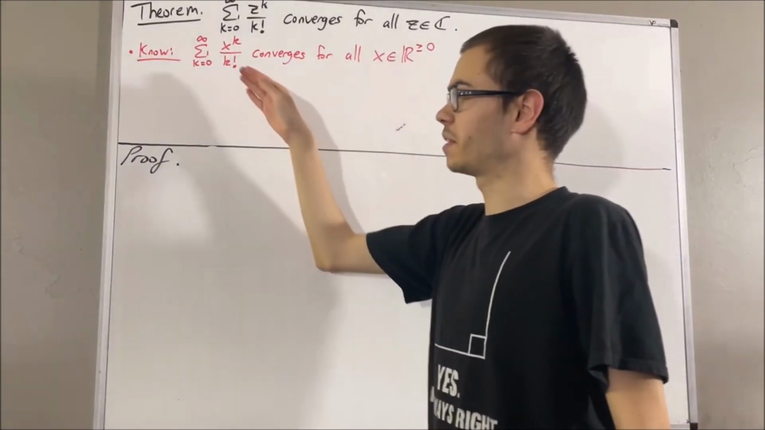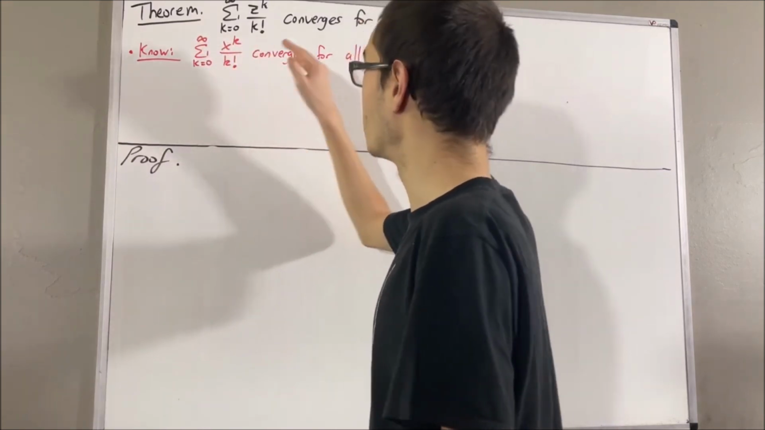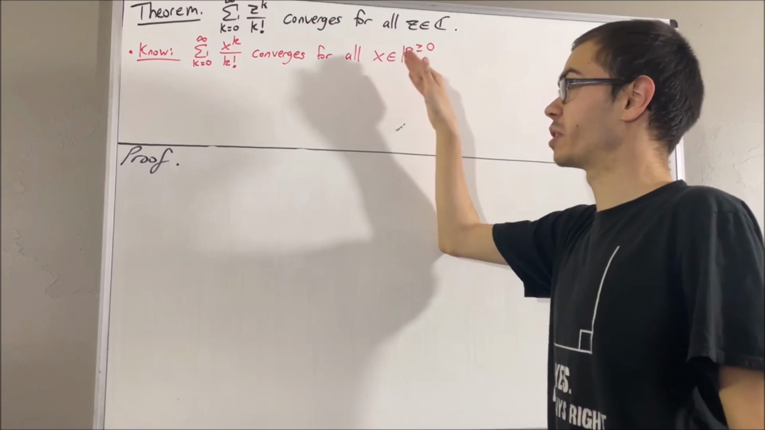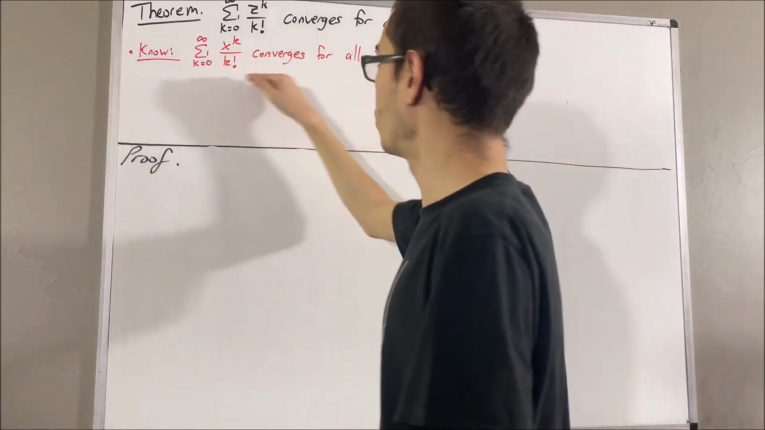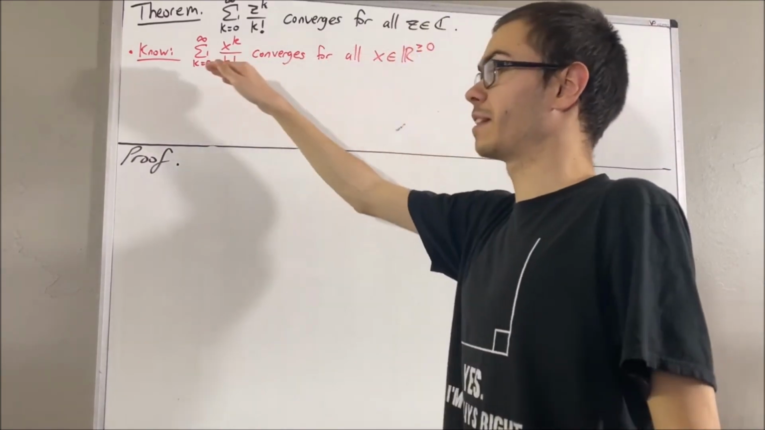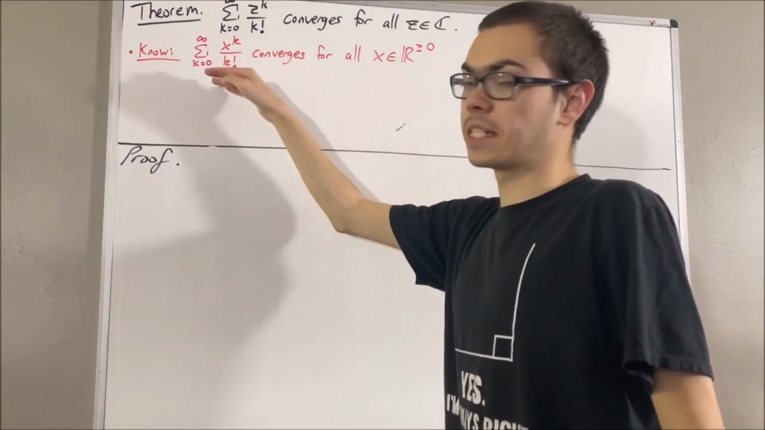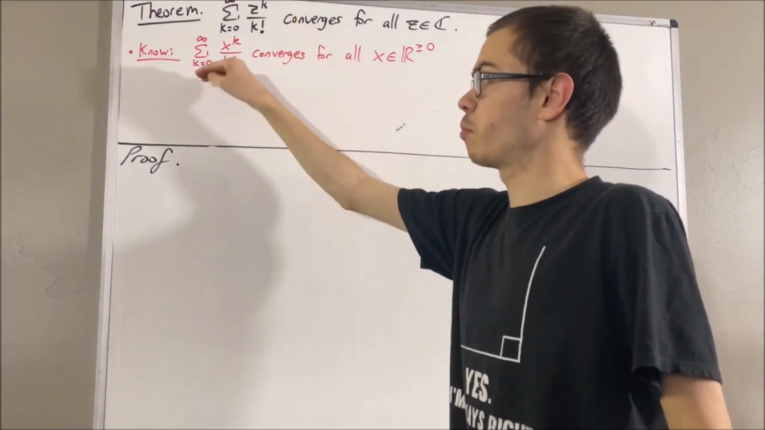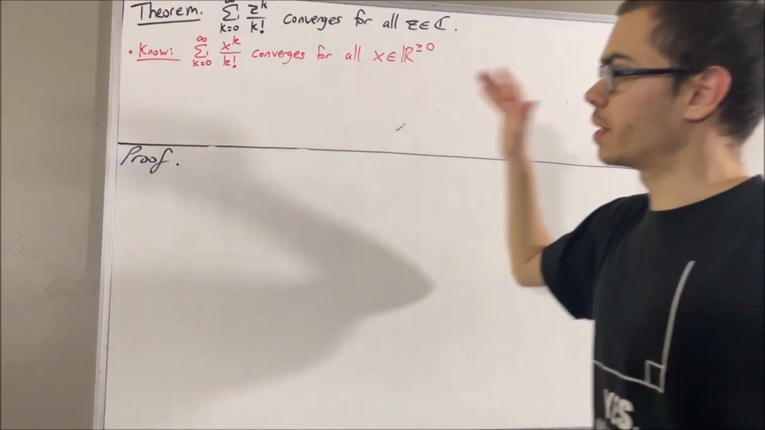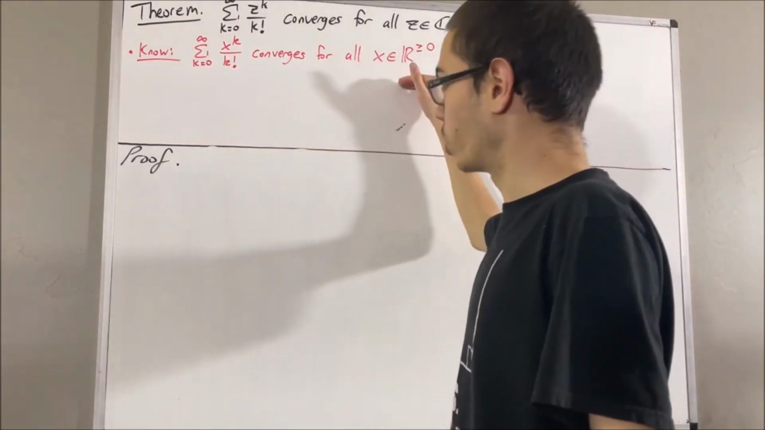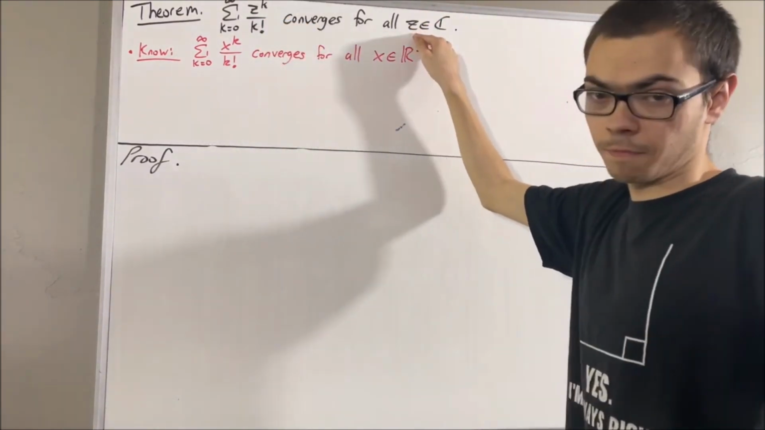We have proven that the sum from k equals 0 to infinity of x to the k over k factorial converges for all real numbers x greater than or equal to 0. Right? The way we proved this was we proved that the sequence of partial sums is an increasing sequence and that it's bounded above. Right? And that proved that the infinite series converges. But now, using this fact, we are going to prove that the infinite series converges for every complex number.